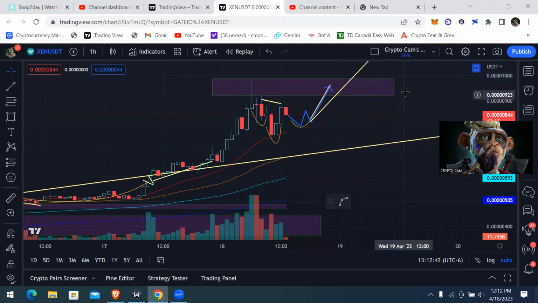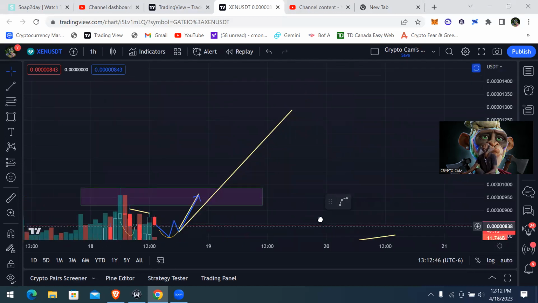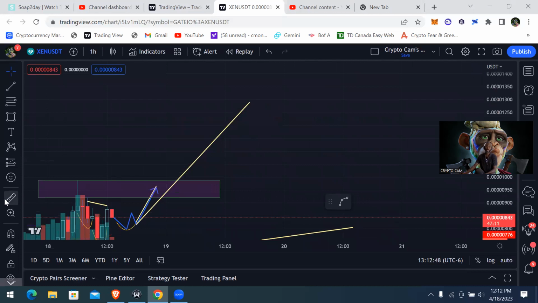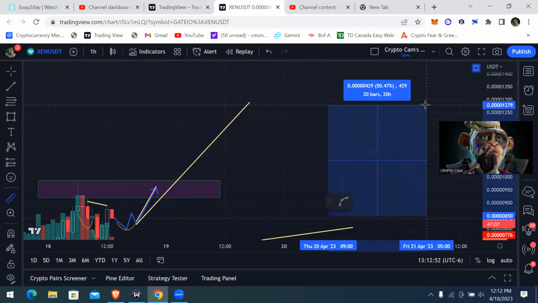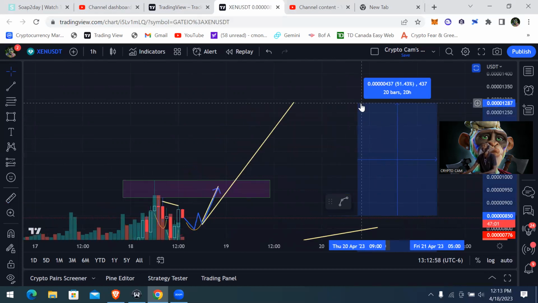And then from there, this pattern we can use if it holds support. And this is what is called projecting. So I'm not going to be 100% accurate, but my TA is pretty good. If you watch my videos, I'm bang on most of the time. But on the 1 hour time frame, based upon the projection, it looks like we have another 50% coming out of Xen Crypto.